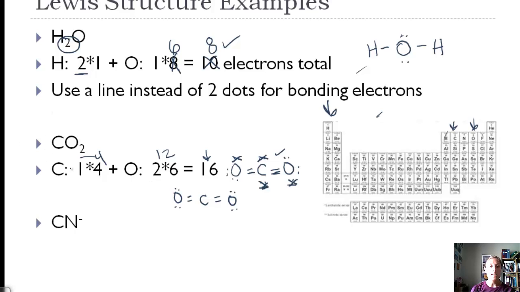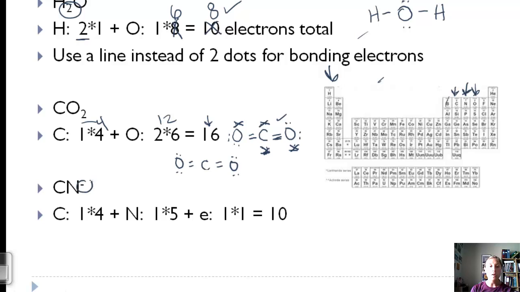So cyanide, carbon, we know, donates 4. Nitrogen is in group 5, it donates 5, and then we have this -1. Well, that represents an extra electron, and since we're counting up electrons, we're going to multiply it by 1, and so that gives us 4 plus 5 plus 1, which makes 10. And so now we only have 2 elements here, so we're just going to put them together.